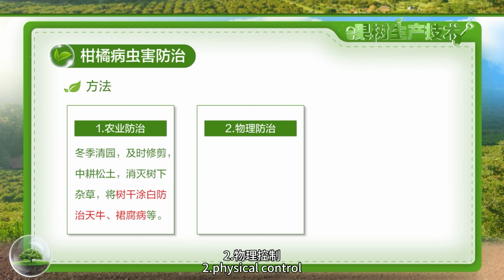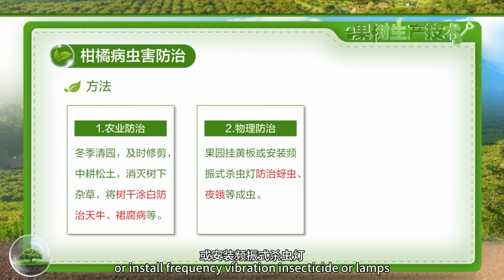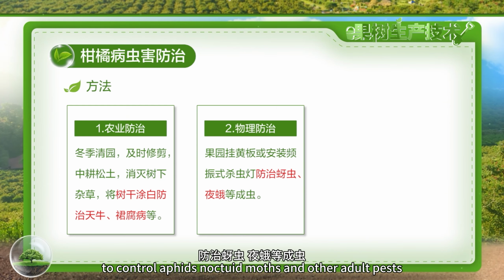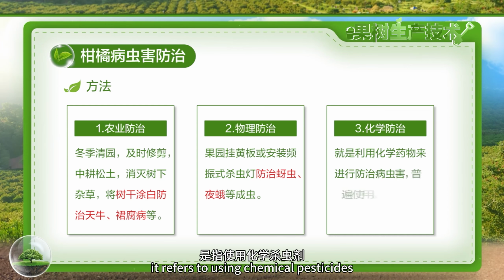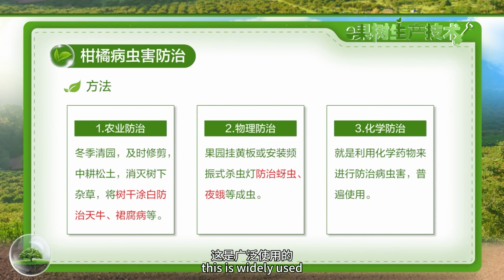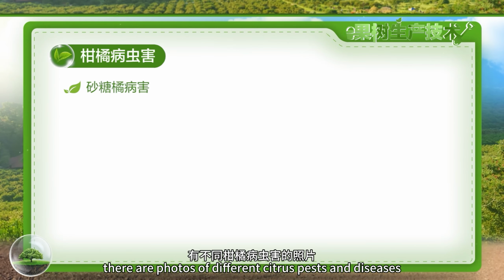2. Physical control. Hang yellow sticky traps or install frequency vibration insecticidal lamps in orchards to control aphids, noctuid moths, and other adult pests. 3. Chemical control. It refers to using chemical pesticides for pest and disease control. This is widely used. There are photos of different citrus pests and diseases.